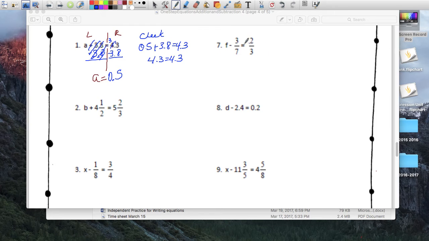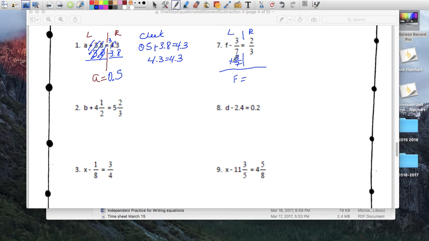Right, let me jump here to number 7. Same thing. Our objective, okay, I'm dividing this into left and right side, is to make my variable, that f there, be all by itself. So I need to get rid of this minus 3 over 7. Because it's a minus 3 over 7, I'm going to do the opposite of it, which is plus 3 over 7. Okay, think of opposites cancel each other out.